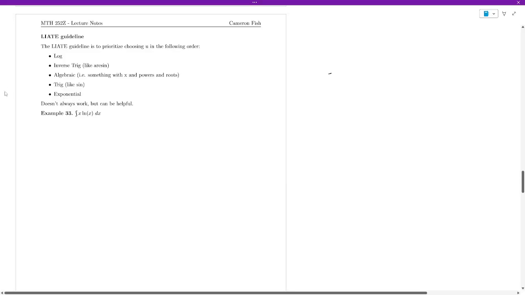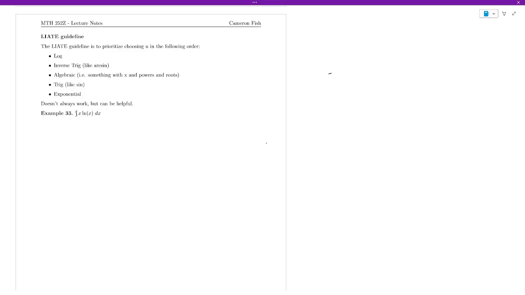So this is not like a real hard and fast rule or anything, but if you are in doubt, it's worth trying this first. The main principle here really is just, like I mentioned earlier, picking something for u that's easy to take the derivative of. All right, log is easy to take the derivative of. The other part has to be something that you can take the antiderivative of. So logs are sort of hard to take the antiderivative of. So this is not ironclad, like I said, but it's pretty good.